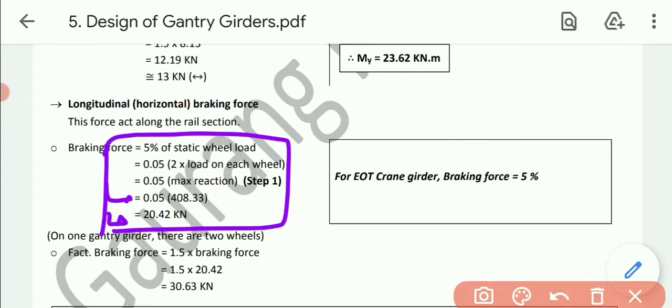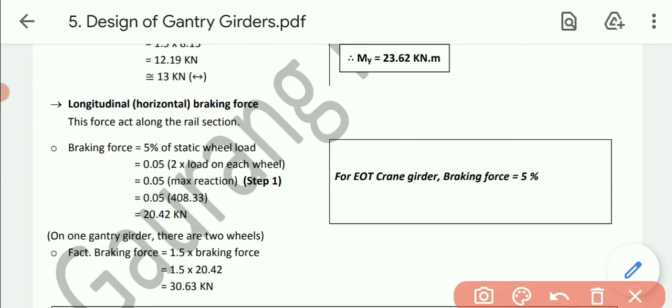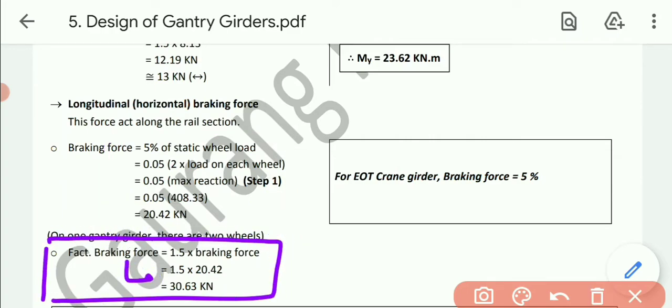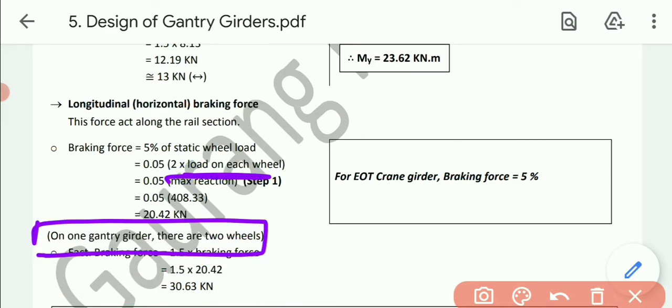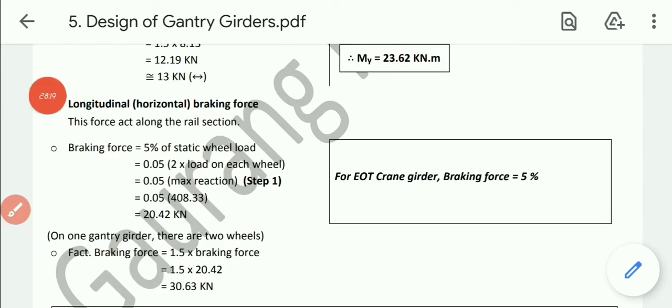So ultimately I got the answer 20.42 kilonewton, and let's convert it into the factored value as per the limit state method. So factored braking force equals 1.5 multiplied by 20.42. So ultimately I will get the answer 30.63, and this is 2 into load on each wheel. The concept is simple: on each and every gantry girder there are 2 wheels of the crane girder. That's the basic concept of this one.